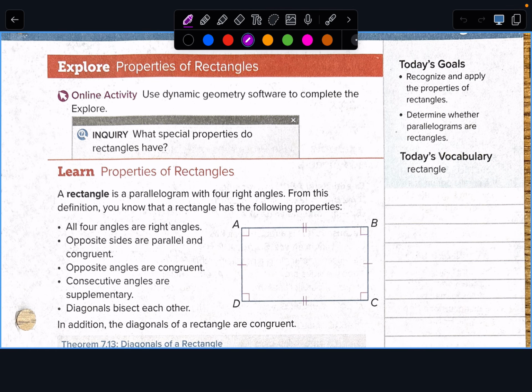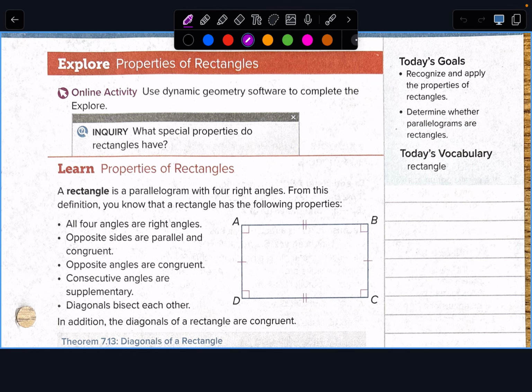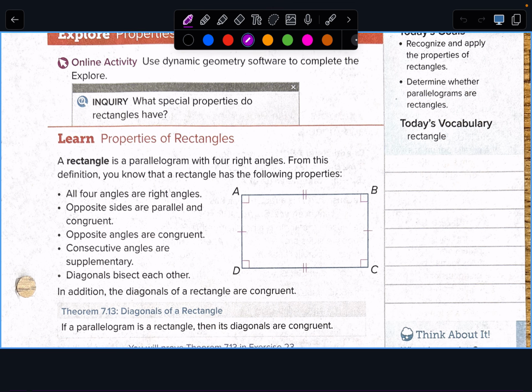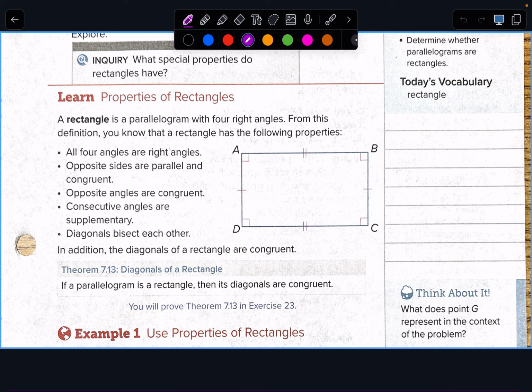Okay, so like Hayden tried to say, a rectangle is a special parallelogram. So a rectangle is still a parallelogram. So in a rectangle, we still have opposite sides are parallel, opposite sides are congruent. Opposite angles are congruent. Consecutive angles are supplementary. Diagonals bisect each other. But the cool thing is that since it's a rectangle, all four angles are right angles.